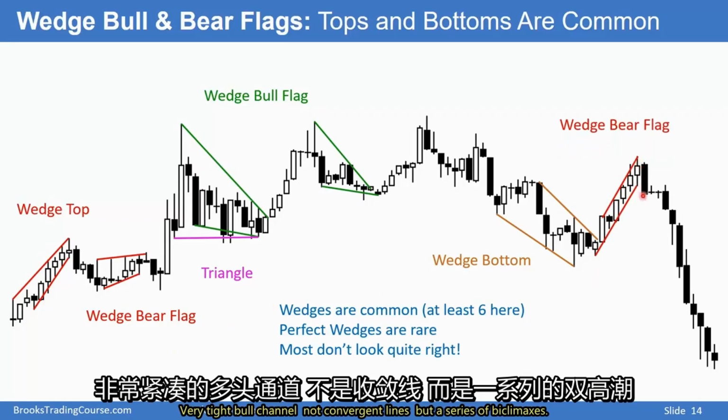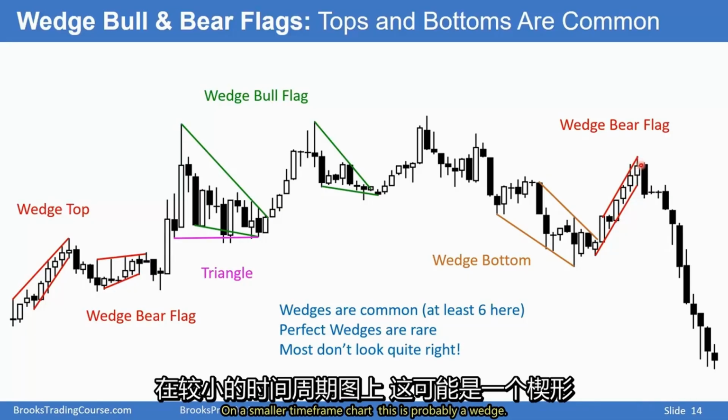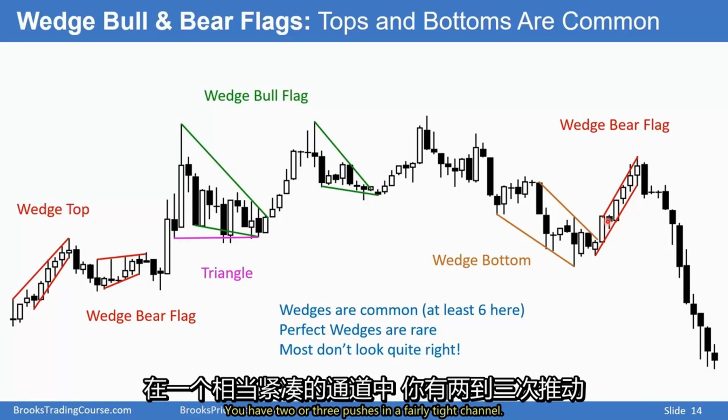Very tight bull channel, not convergent lines, but a series of biclimaxes, 1, and then 2, and then pull back, and 3. On a smaller time frame chart, this is probably a wedge. You could say this is the first push, 2nd push, 3rd push, doesn't matter. You have 2 or 3 pushes in a fairly tight channel.